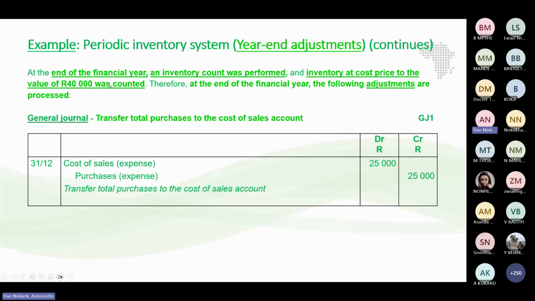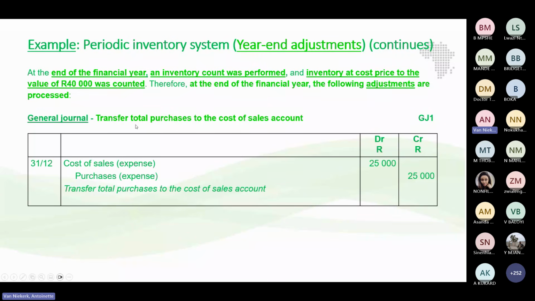At the end of the financial year, an inventory count was performed. Remember, we are still with the periodic inventory system and we are doing the year-end adjustments. An inventory at cost price to the value of 40,000 Rand was counted. Therefore, at the end of the financial year, the following adjustments are processed. So again, guys, you will have to learn this for now, and later on, or even while you are learning this, try to make sense of it and think logically about it. Okay?